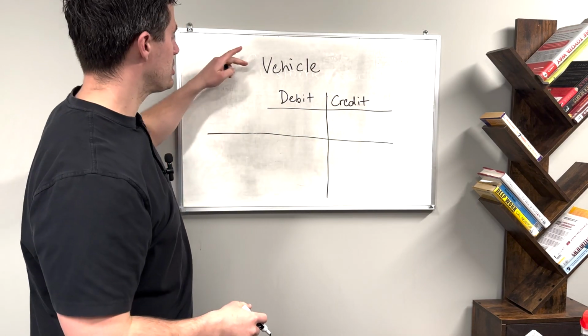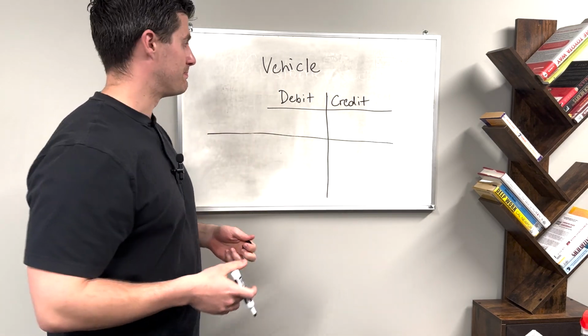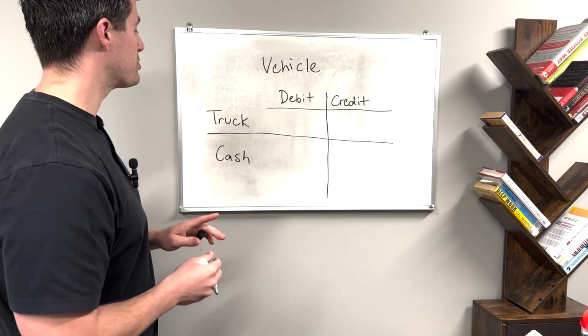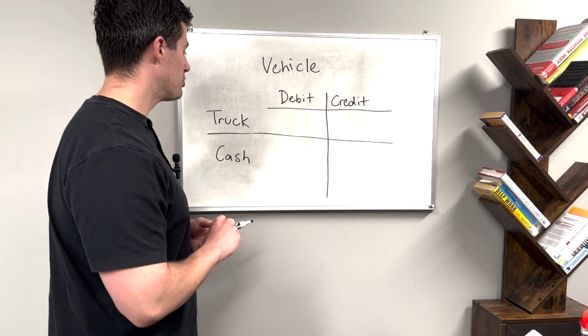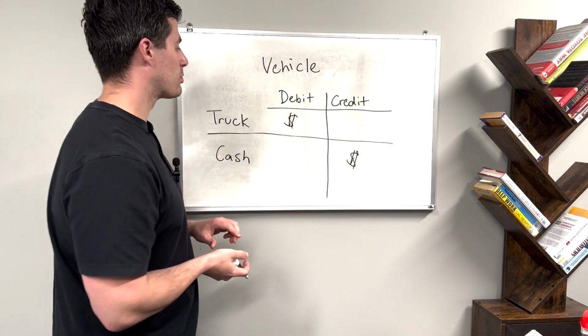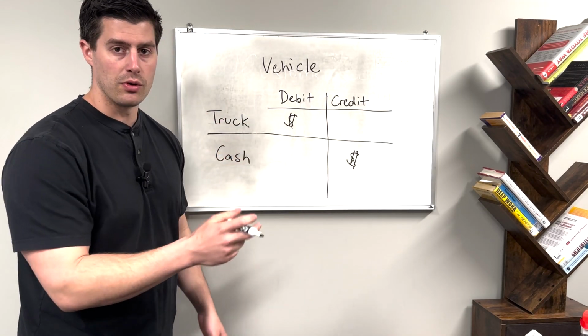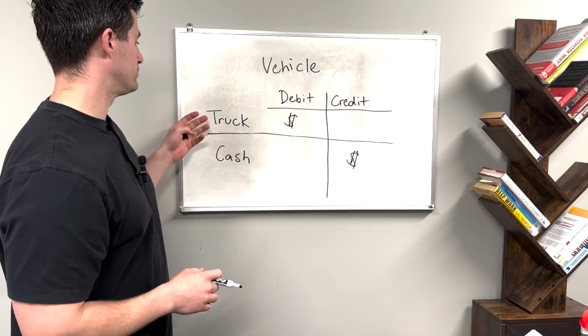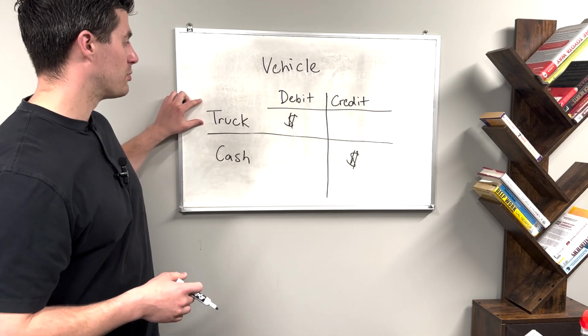Okay, now we're going to do a journal entry for purchasing a vehicle. So a vehicle is an asset. So we're going to do two examples. We're going to assume that this person bought the vehicle just with straight cash. No loan was involved. So in this example, we're going to do a journal entry. We're going to debit the truck. You can name it whatever you want: vehicle, truck, car, 2022 Ford F-150 truck, whatever you want to call it.